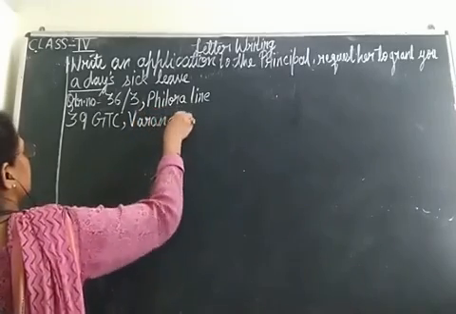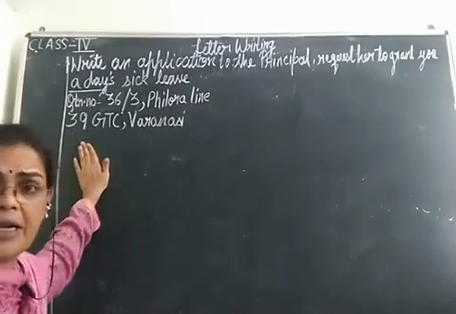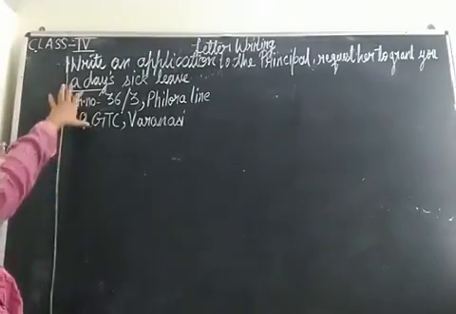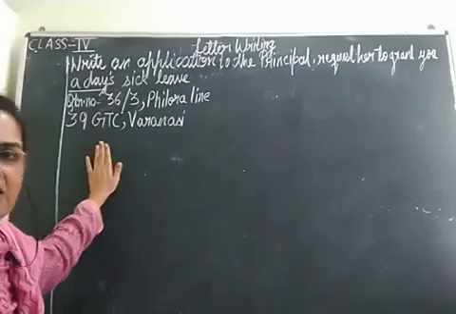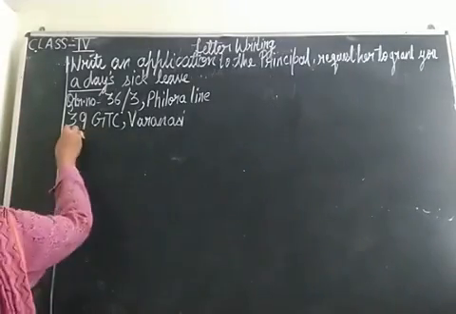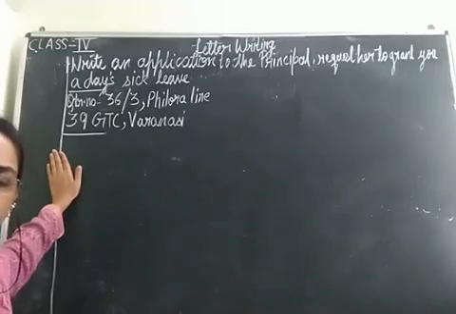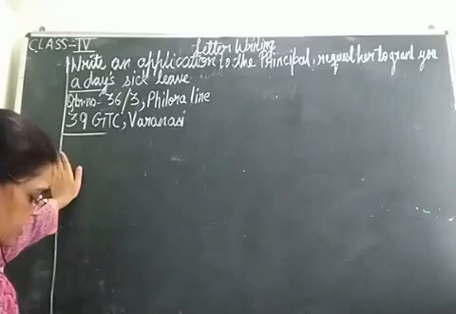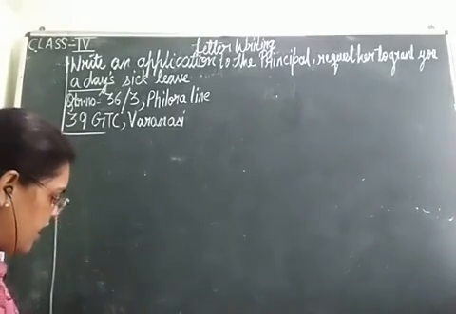Suppose this is the sender's address. You write your address. You don't copy the same address because you don't live in this house. Fine. So you write your address in the place of sender's address. So all of you please write your address. Then after writing your address, what you have to do? You have to leave one line. After leaving the line, children, please write the date.